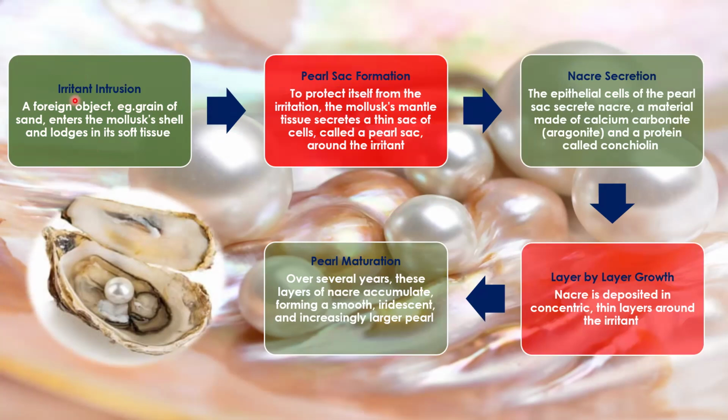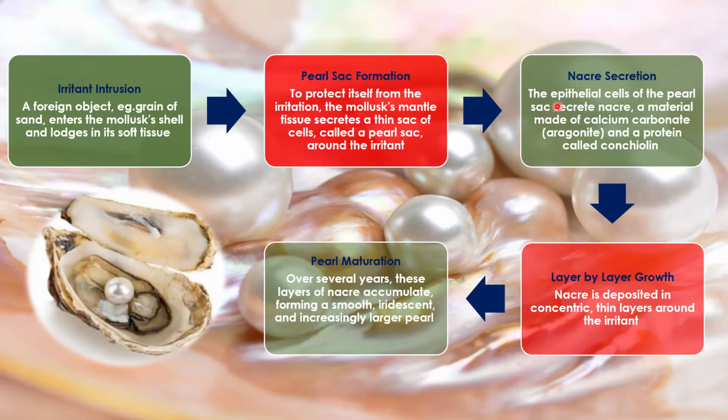So first, what is happening? Irritant intrusion, a foreign object, example a grain of sand, enters a mollusk's shell and lodges in its soft tissue. Then, to protect itself from the harm that the foreign body can cause, the organism will start secreting the nacre, and this will give us the pearl. It is called a pearl sac, which is formed around that irritant.